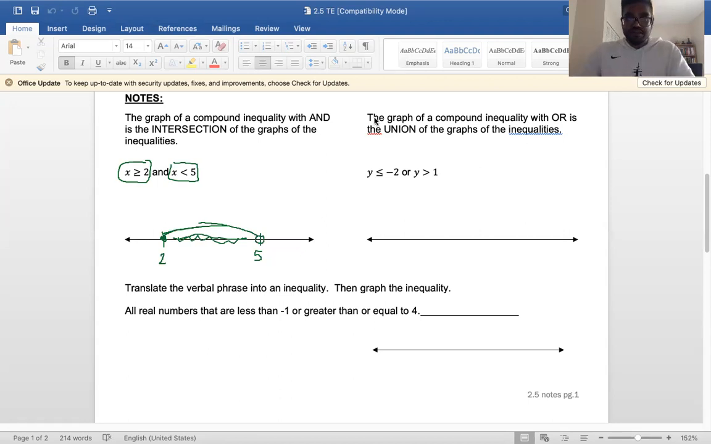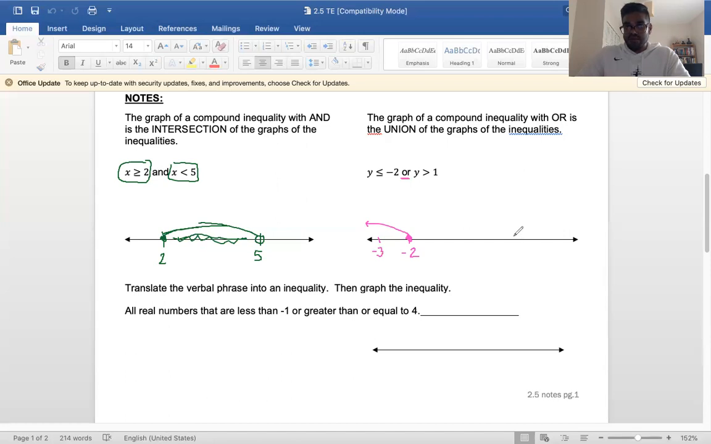So now looking at the next one, here we have y is less than or equal to negative 2 or y is greater than 1, right? So here's that "or" statement. So we're at negative 2. And we're going to put a filled in dot because we can be equal to it. And y has to be less than this guy. So we're going to go over here. Right? Negative 3 is over here and negative 4, so on and so forth.